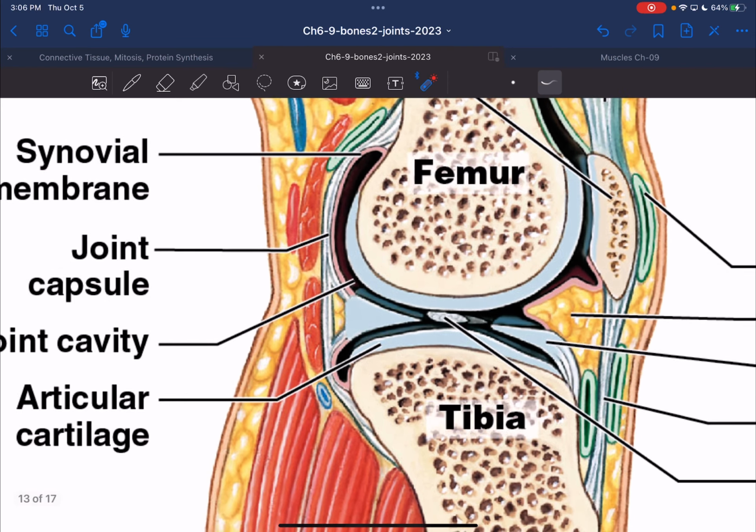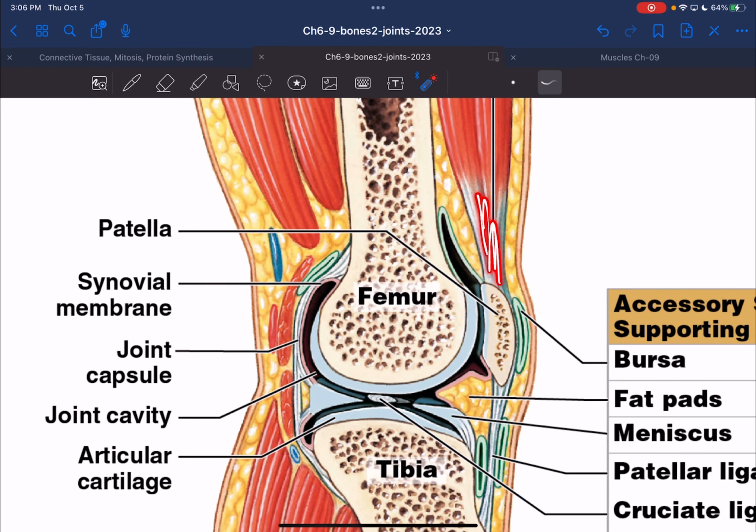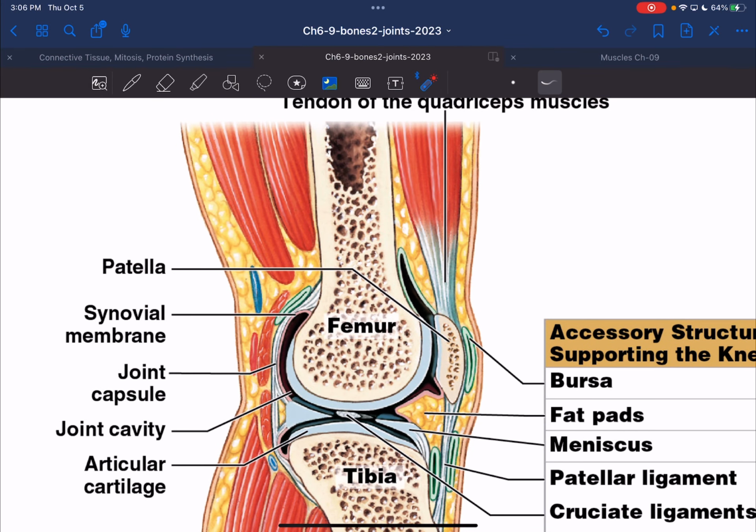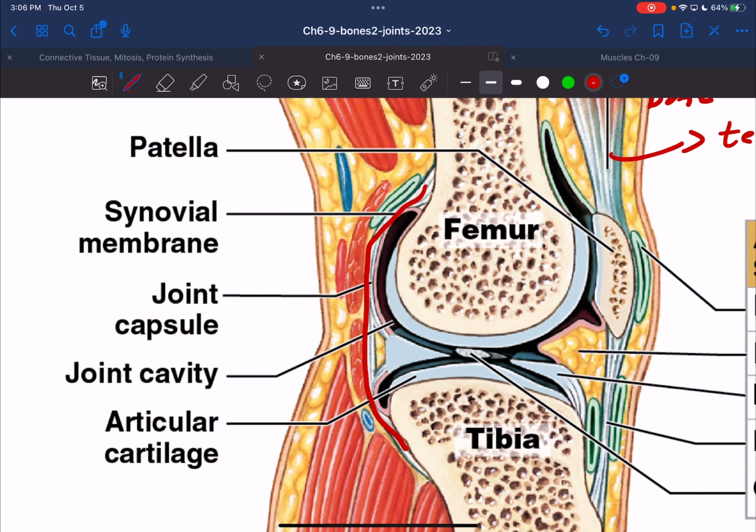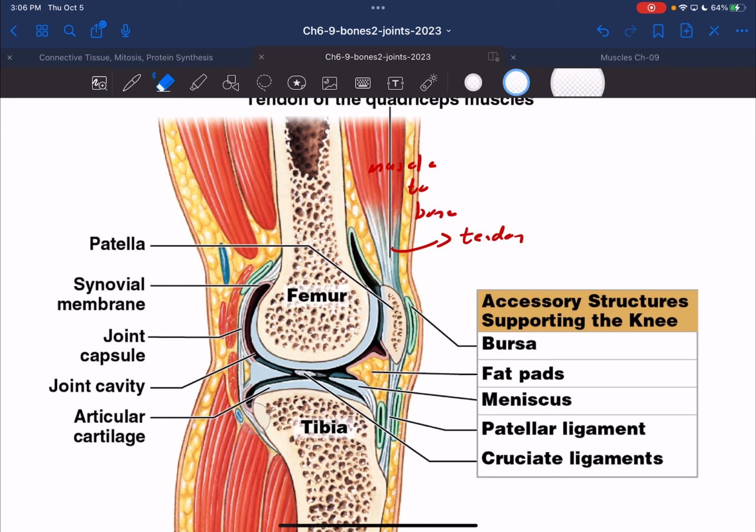All right? And tendon was the same thing, but instead of connecting bone to bone, you can see it's connecting a muscle to the actual bone itself. So this is referred to as a tendon because it's muscle to bone. Here we have muscle to bone, and that's what a tendon does. And a ligament is the same thing, but it's bone to bone. That's the big difference between a tendon and a ligament.